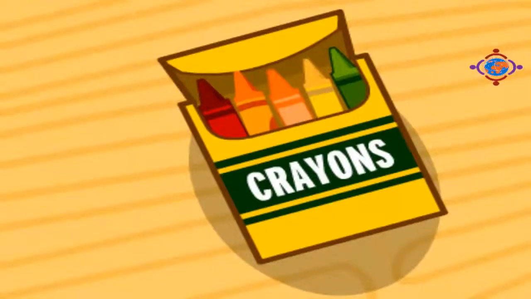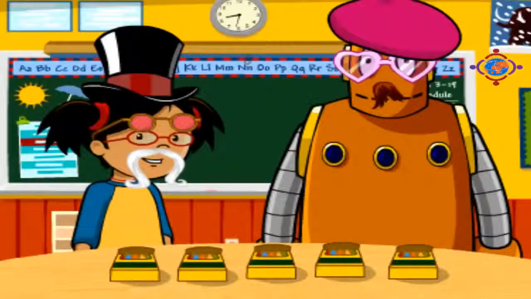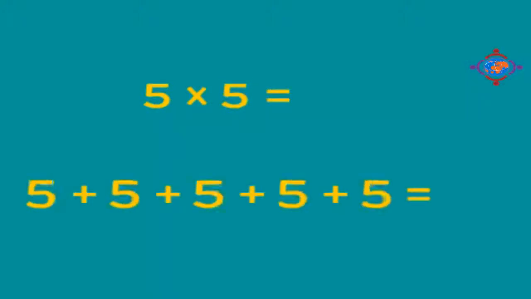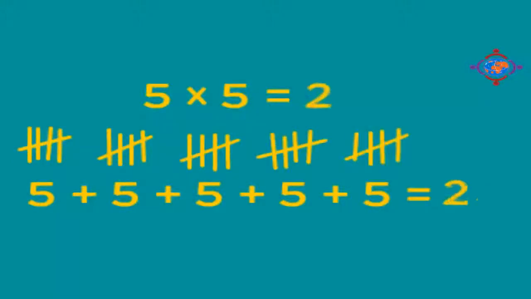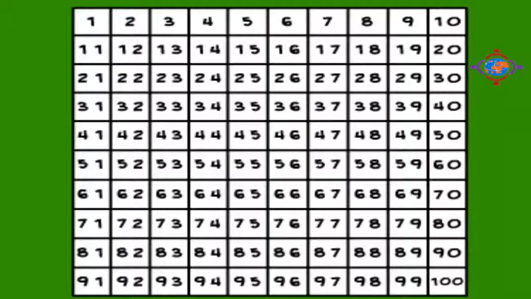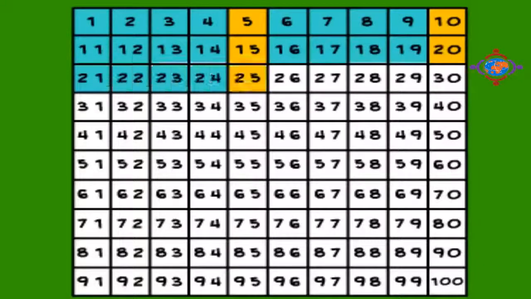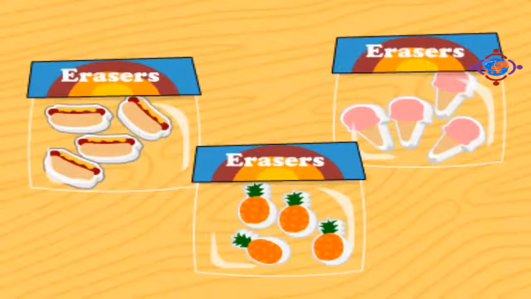A pack has 5 crayons. There are 5 packs. How many crayons are there altogether? You can multiply 5 times 5, which is the same as adding 5 together 5 times. You could also draw pictures, or skip count by 5s to find the answer. 5, 10, 15, 20, 25. You can also use a 100 chart to get the answer. Start at 0 and go up by 5 a total of 5 times. There are 25 crayons.